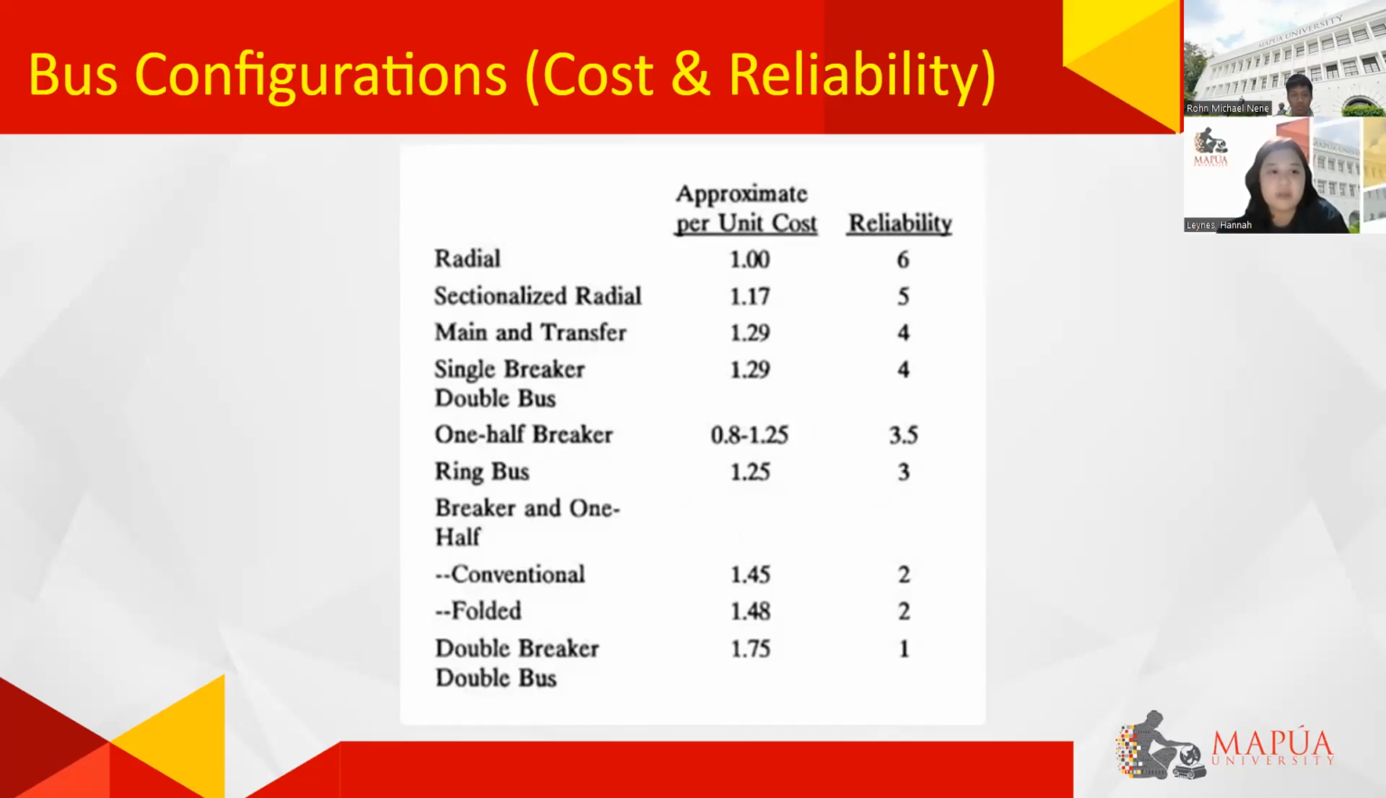Next is the bus configurations, cost, and reliability. So we considered the breaker and 1/2, double breaker double bus, and the ring bus. Of the 3 bus configurations, double breaker double bus is the most expensive with a cost of 1.75, while ring bus has a cost of 1.25. In terms of reliability, the ring bus has a reliability of 3, which is the highest among the 3 bus configurations, while double breaker double bus has the least reliability of 1. So another consideration to be made is based on the bus configuration's advantages and disadvantages.